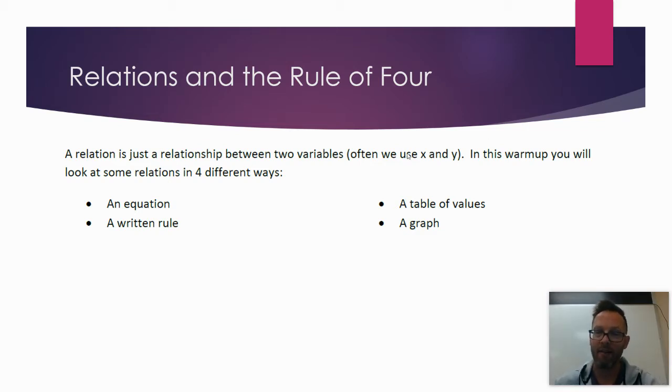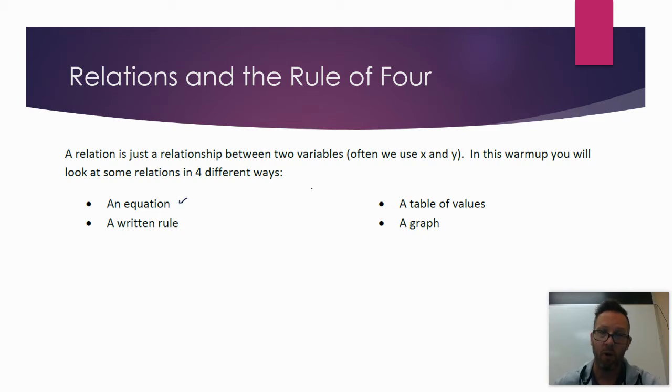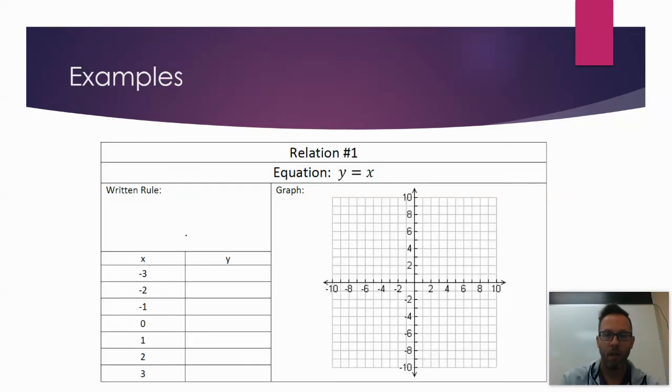Now that we're in the grade 10 academic course, we're definitely going to see a lot of equations. We're going to make tables of values. We're going to do a lot of graphing. We don't always write out the written rule. We'll hopefully be quite competent at reading an equation and understanding what it says. But let's look at 4 relations. You can do these along with me, but if you get the idea, you can work ahead. That's fine too. So here's our first relation.